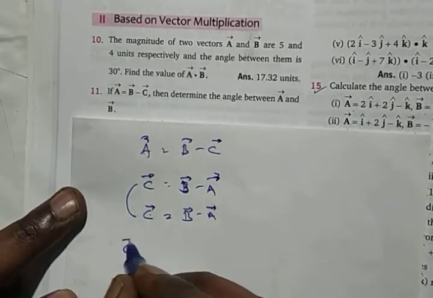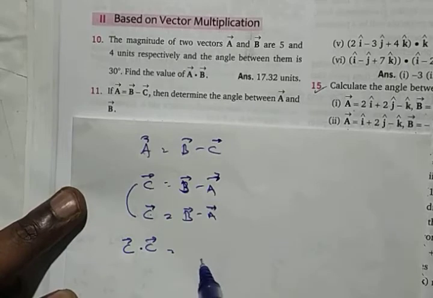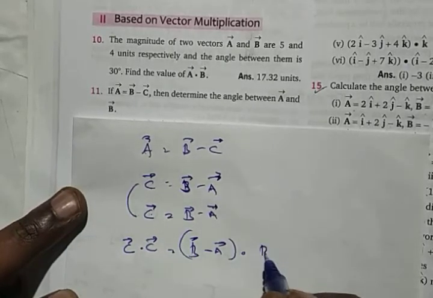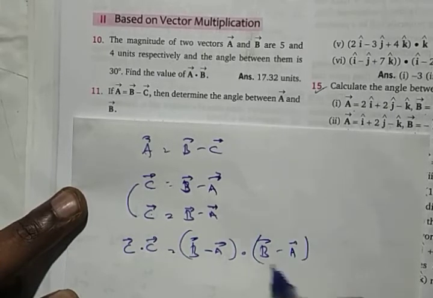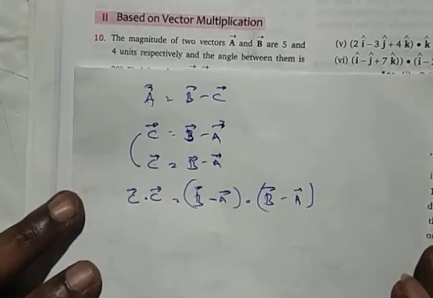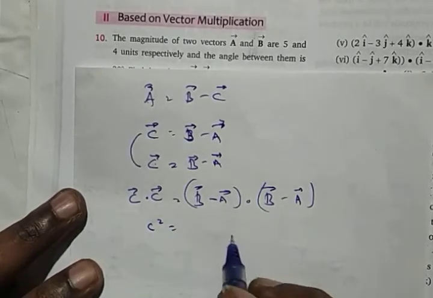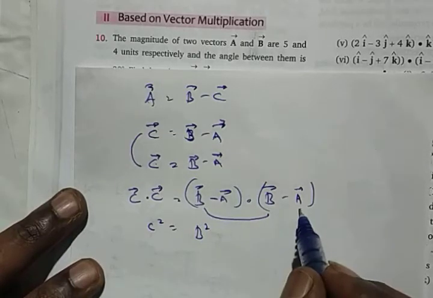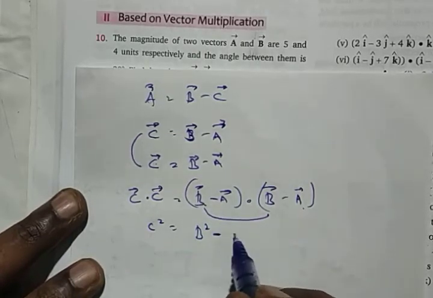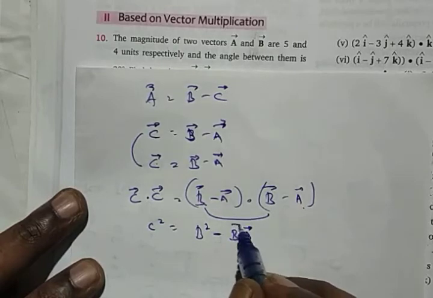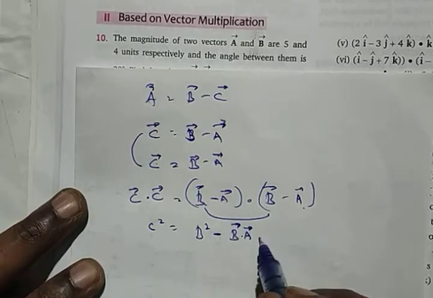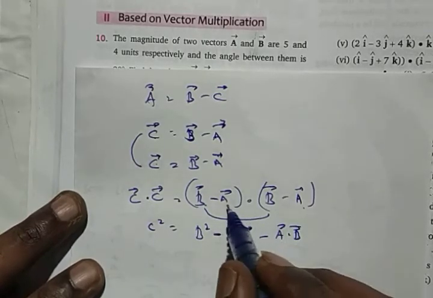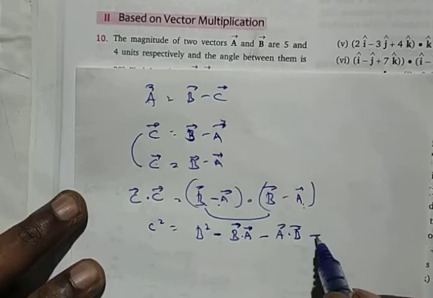So C dot C vector is equal to B minus A dot product of B minus A. Now this will be C square. Now you do this one, it is B square, and you do this one, B and minus A, it is minus B dot A vector, and you do this one, minus A dot B vector, and then minus A and minus A, it will become plus A square.